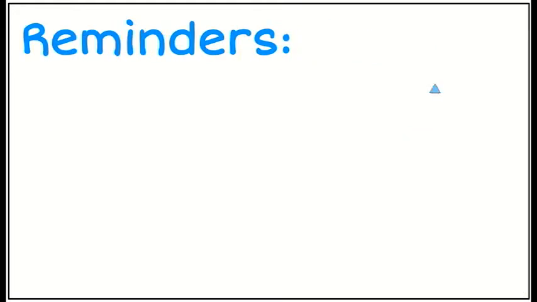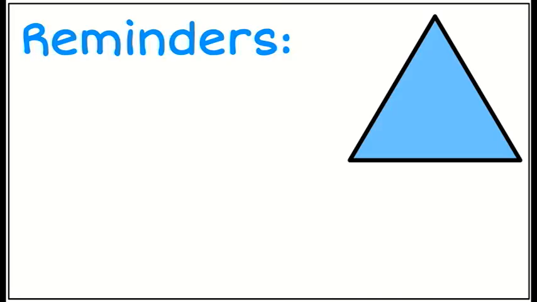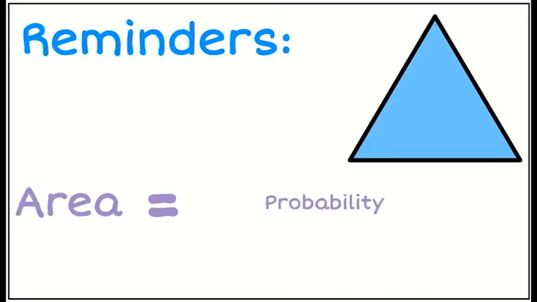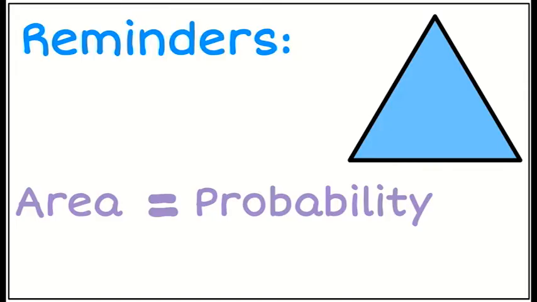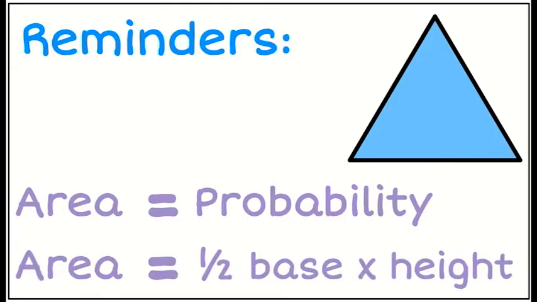So a couple of reminders for you. When I'm dealing with the area of a triangle, the area is equivalent to the probability. When we're talking about distributions, it's always focusing on what the area is. And for a triangle, the formula for the area is half the base times the height. So we need to remember those.